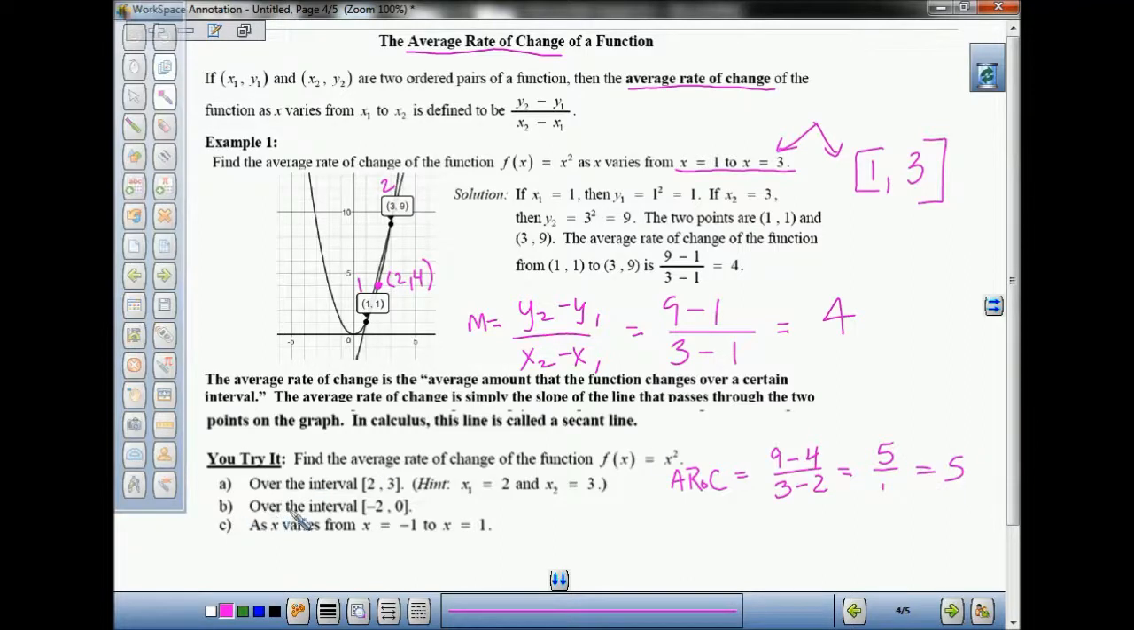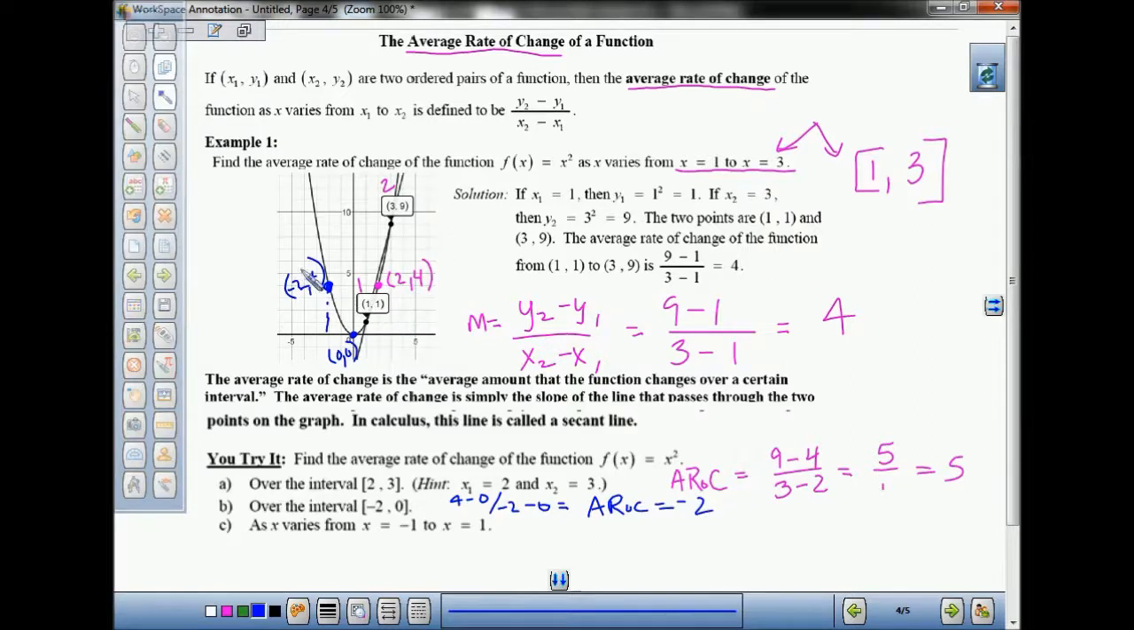Okay, now let's look at B, over the interval from -2 to 0. I'm going to switch to blue for this one. So an x value of -2 intersects the graph right here. So that is the point (-2, 4). And 0, here is where we are at (0, 0). So it's the difference in your y's. So it would be 4 minus 0 over the difference in your x's, negative 2 minus 0. The average rate of change over this interval from negative 2 to 0 is 4 over negative 2, which is negative 2.